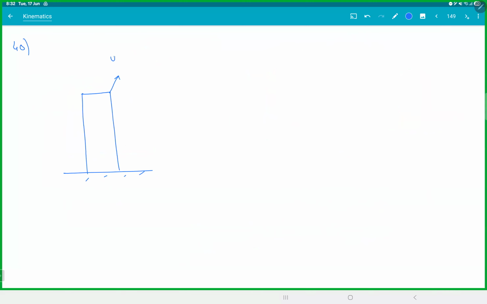A particle is projected with 20 meters per second. This angle is 30 degrees. The height of the building is, let's say, 80 meters. So this particle flies and lands on the ground. It hits the ground at an angle alpha. This is your range. Find the range and alpha.